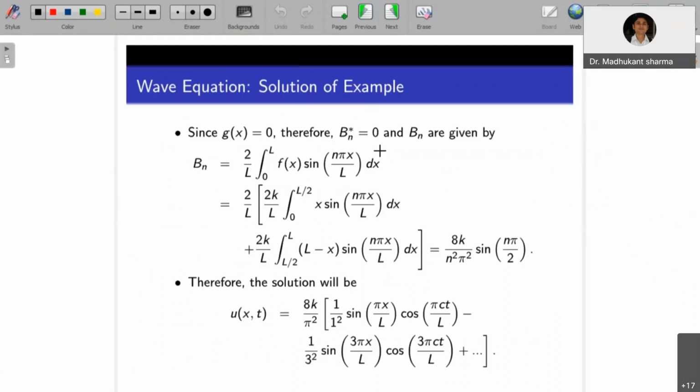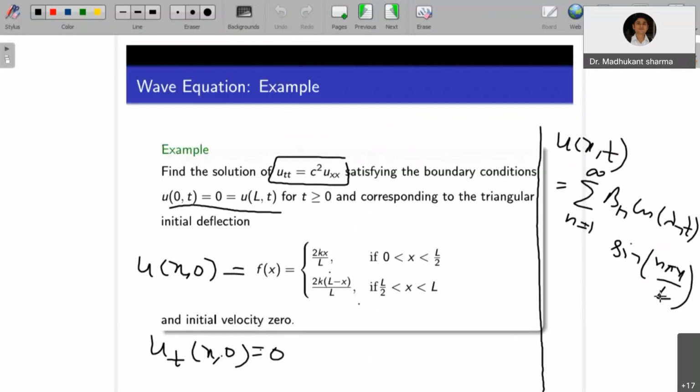Since g(x) is 0, therefore Bn star is 0 and Bn are given by this formula. So you can just substitute f(x) between 0 to L by 2, which has one value, and from L by 2 to L, it has a different value. And you have the final one is this. It's given in the final shape. The final shape is this.